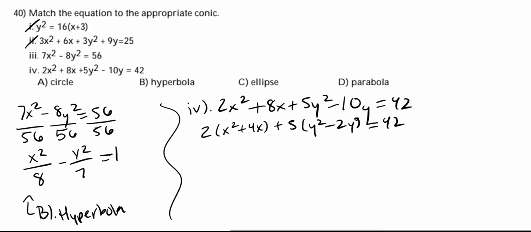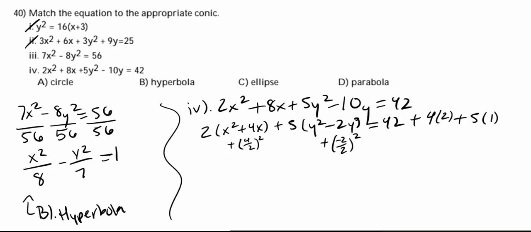Now if we complete the square within the parentheses, we get plus 4 over 2 squared. 4 divided by 2 is 2. 2 squared is 4. And then 4 times 2. That way we can add the correct amount to both sides. Now over here for the y's, we're going to have negative 2 over 2, which is negative 1. Negative 1 squared is just 1. And then if we add that to the other side, we get 5 times 1.